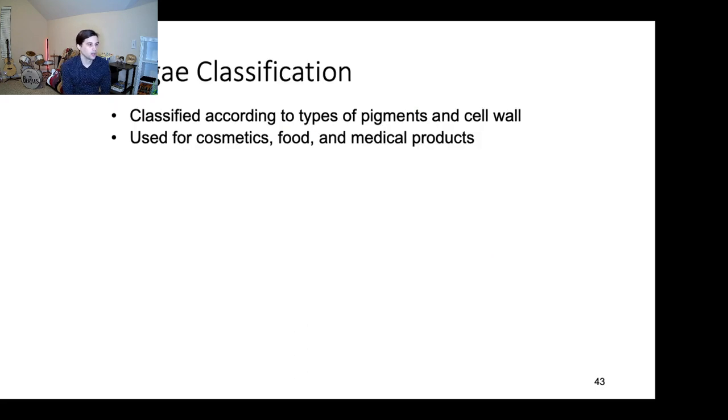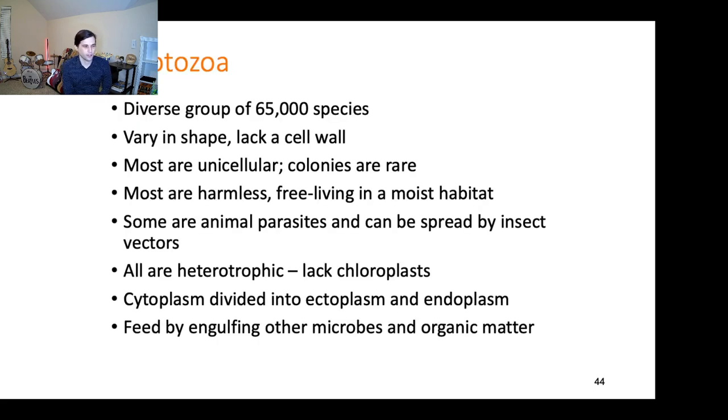So algae are really cool. They do lots of different things for us, and they're classified based on the different types of pigments found inside their chloroplast and the structures of their cell walls. And that's how they classify algae.